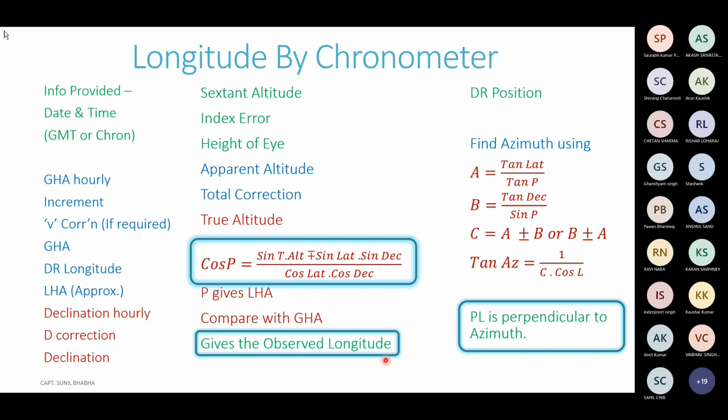And when we have these two items known to us, we are able to plot this position line easily on the chart. You have a reference position, which is given by observed longitude. And what about the latitude? The latitude used is the DR latitude only. DR latitude and the observed longitude give us the reference position from where the PL passes, and the azimuth gives us the direction of the PL because we know that PL is always perpendicular to the azimuth of the body.